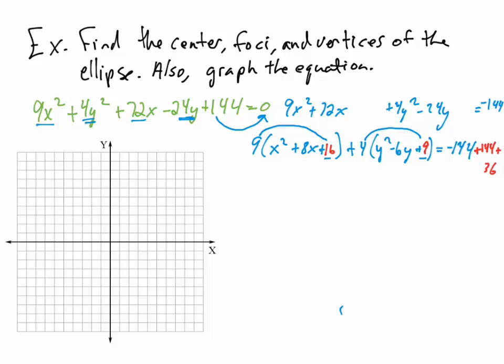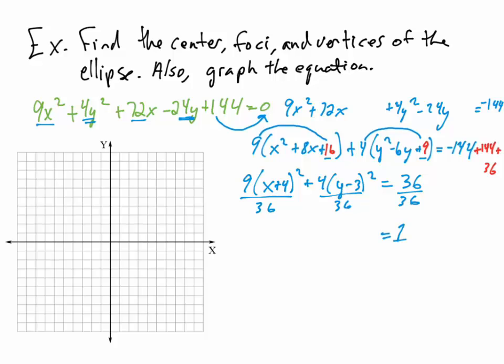Now that I've completed the square, I'm going to go ahead and factor this. This will be 9 times x plus 4, so x plus 4 squared, plus 4 times y minus 3, so y minus 3 squared. And then on the right hand side, the 144s are going to cancel, so I'm just left with 36. The last step I need to take to get this into standard form is to divide everything by 36, because we want this to be equal to 1 on the right hand side.